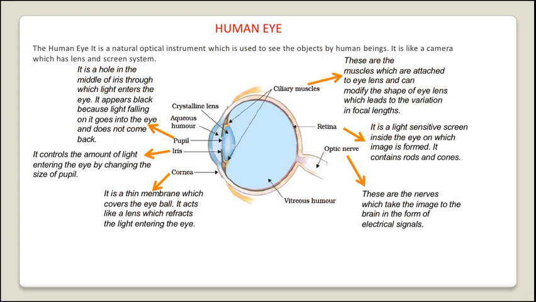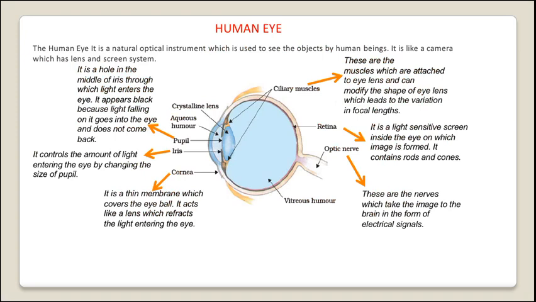Next, the cornea. It is a thin membrane which covers the eyeball. It acts like a lens which refracts the light entering the eye. It is a bulging part of the eye. Next, the iris. It controls the amount of light entering the eye by changing the size of the pupil, whereas the pupil allows all the light falling on it to get into the eye, and the color of the pupil is always black. Why is it black? Because it allows all the light that is falling on it to go inside our eyes, so it is always black in color.